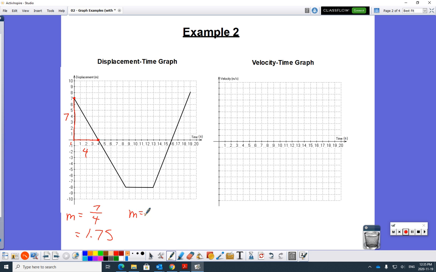Well, I don't need (y2 minus y1) over (x2 minus x1). I don't need rise over run. I shouldn't need anything to figure out the slope of a horizontal piece. How much is this going up by? That's what slope is. How much is it going up by? How much is this line going up by? 0. It's not going up by anything.